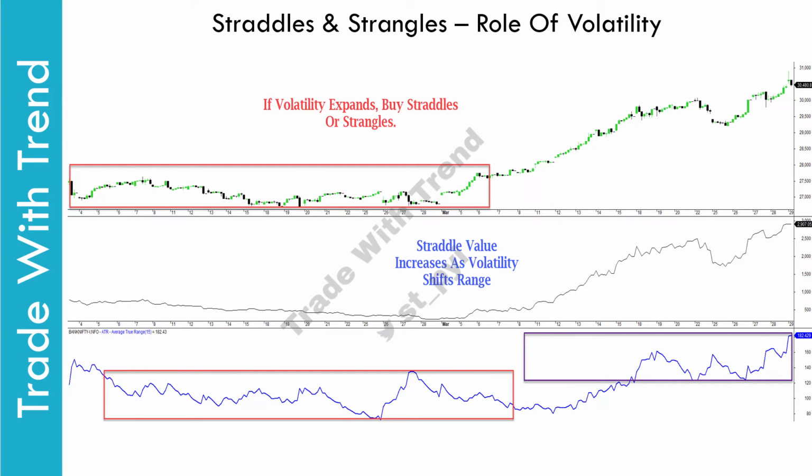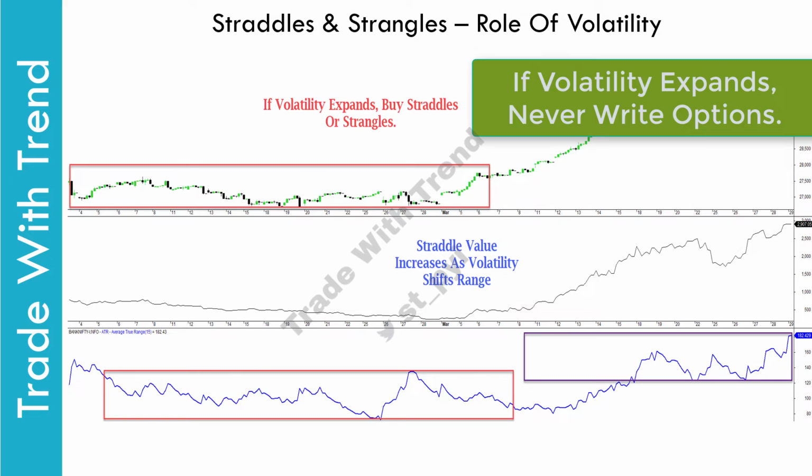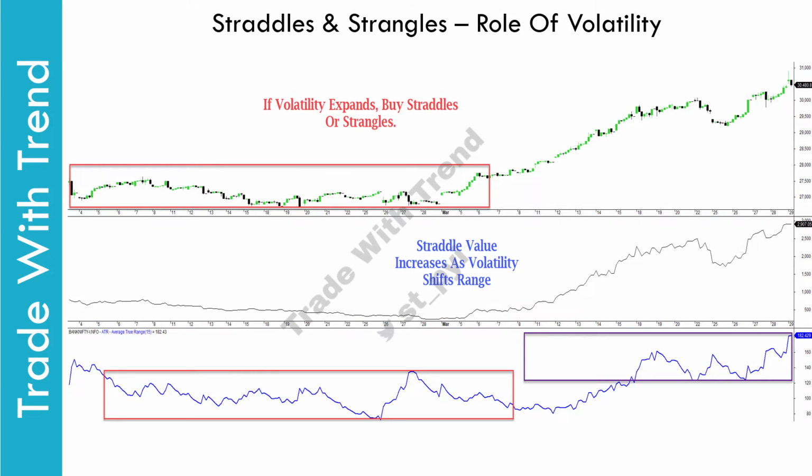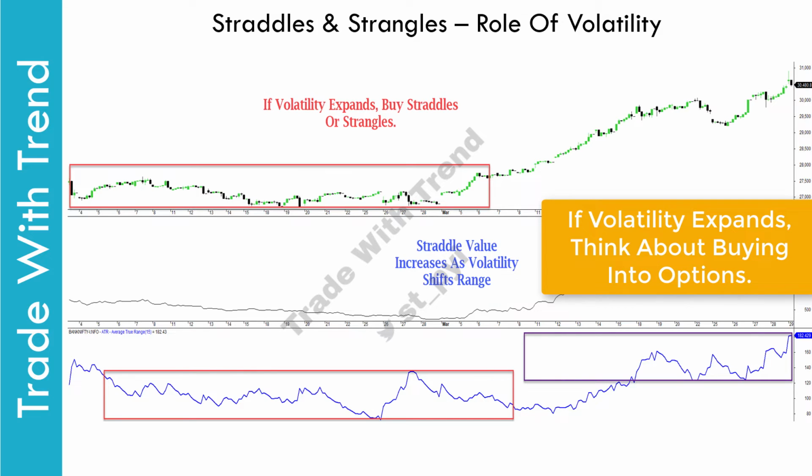Let us now understand the role of volatility in straddles and strangles. Now, as a rule of thumb, when volatility is expanding, never think about selling straddles or strangles. As volatility expands, you should be looking into buying straddles or strangles. This is mainly because as volatility expands, premium of call or put would rise as well, and this in turn would lead to a rise of straddle or strangle. Therefore, you should be in a position to capitalize on volatility expansion.